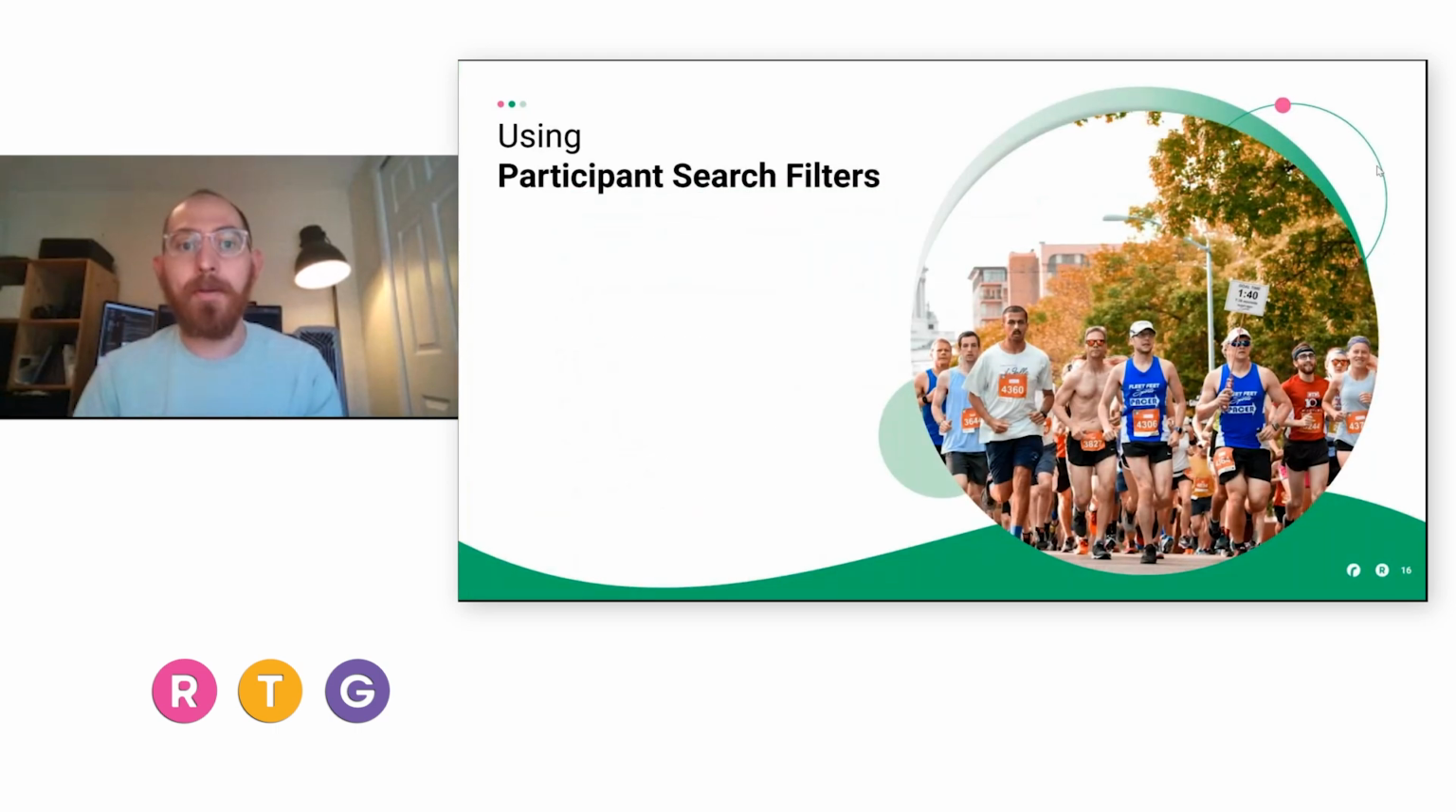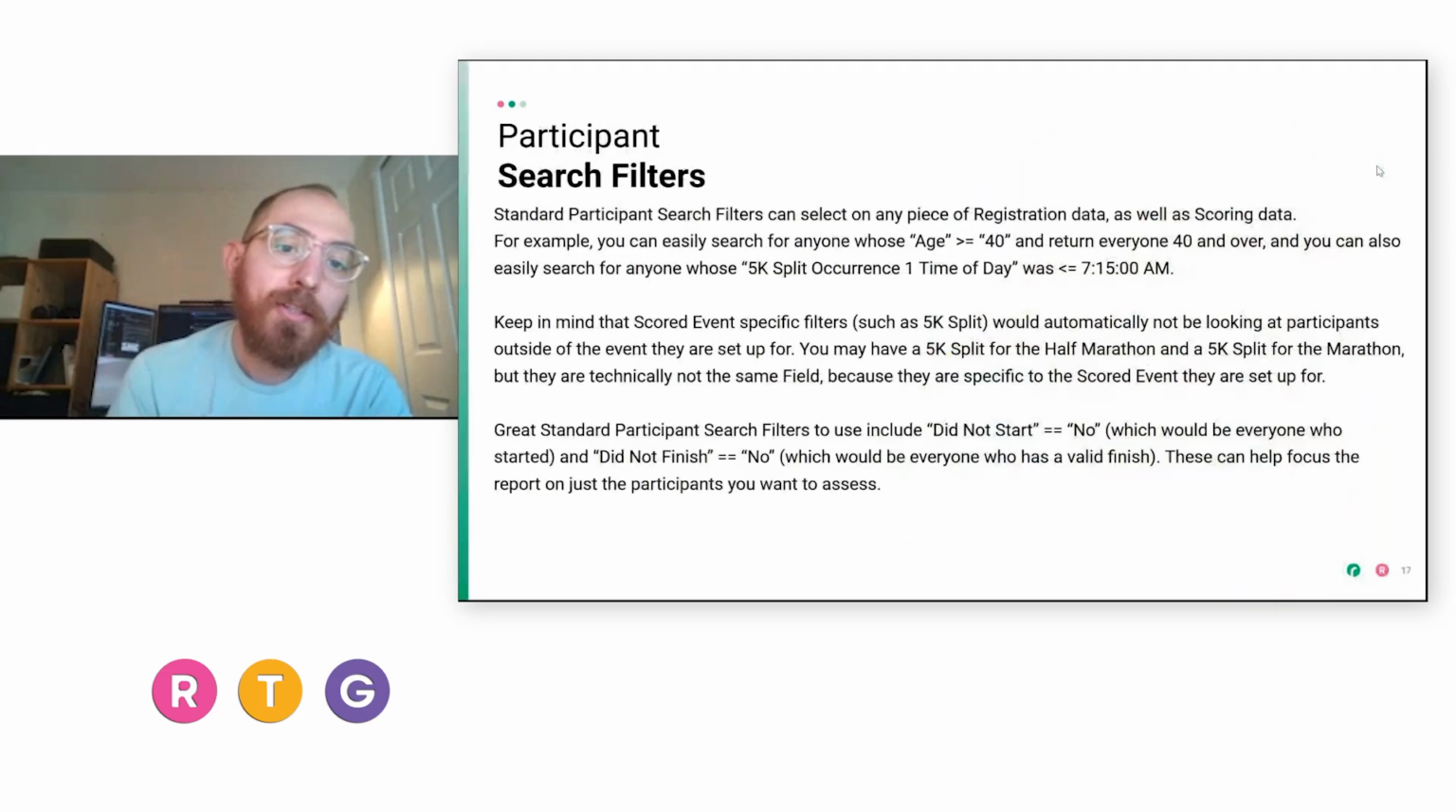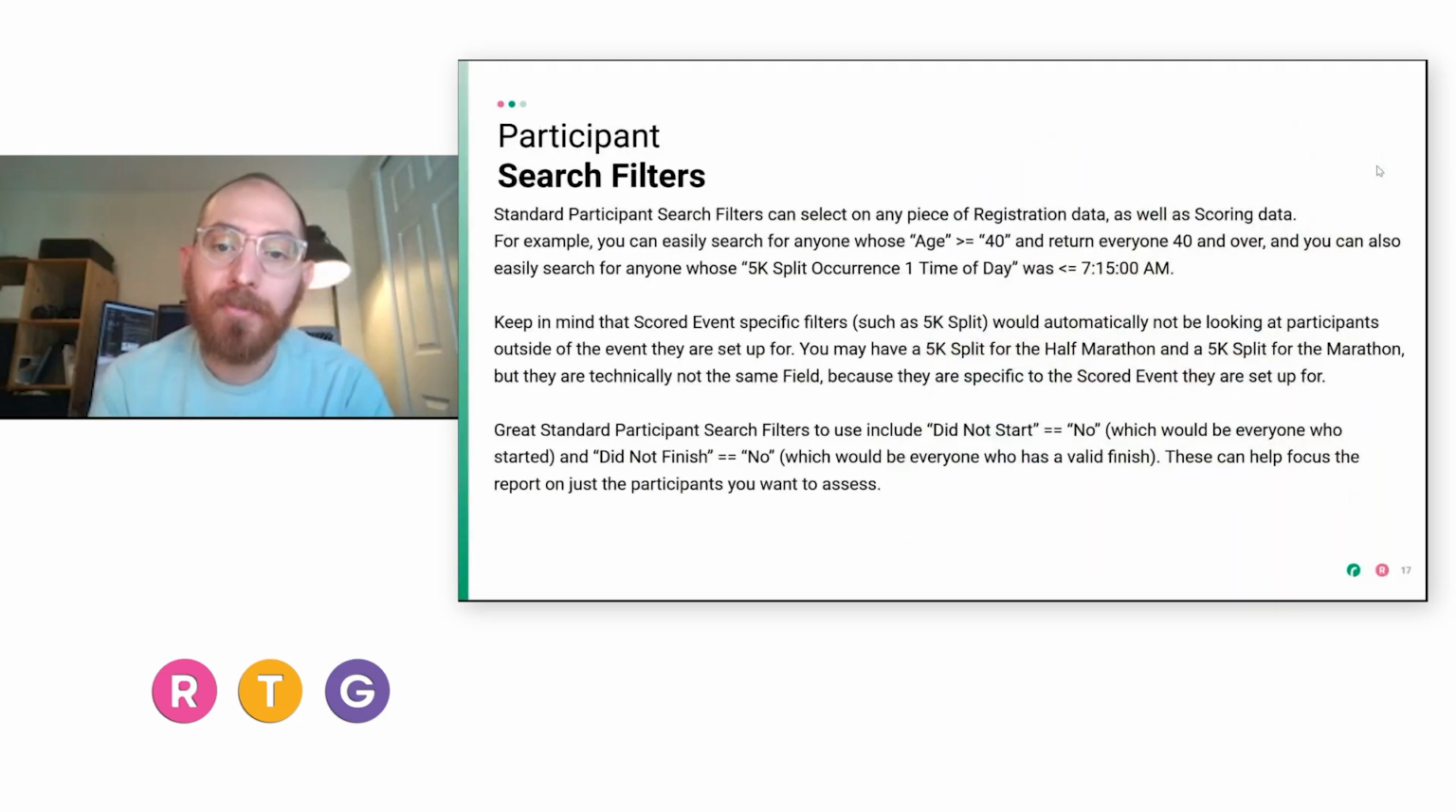Okay, so now let's talk a bit about the actual configuration of these, how you can build a data check or a data action. To start with, we'll talk about using participant search filters. What these do is it selects on any piece of registration data as well as scoring data. So for example, you can easily search for anyone whose age is greater than or equal to 40, and that'll return everyone 40 and over. And then you can also search for anyone whose 5K split occurrence time of day was less than or equal to 7:15. So that would show me anyone who the first time they hit the 5K split, if it happened before 7:15 a.m., that would show them in the list.